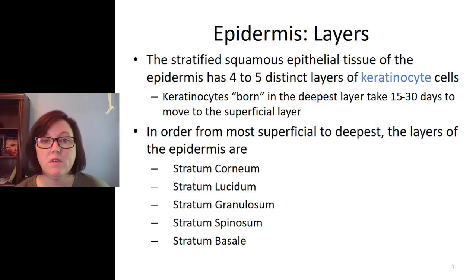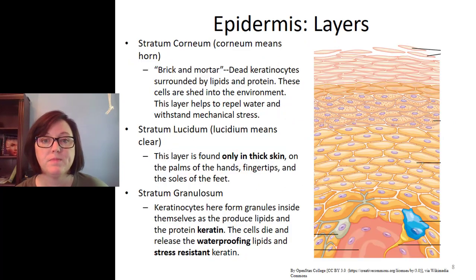The names of the layers of the epidermis from superficial to deep are stratum corneum, stratum lucidum, stratum granulosum, stratum spinosum, and stratum basale. Stratum in Latin means layer. Right? So these are layers, and then each of the other words has a different meaning that we'll discuss in a moment.